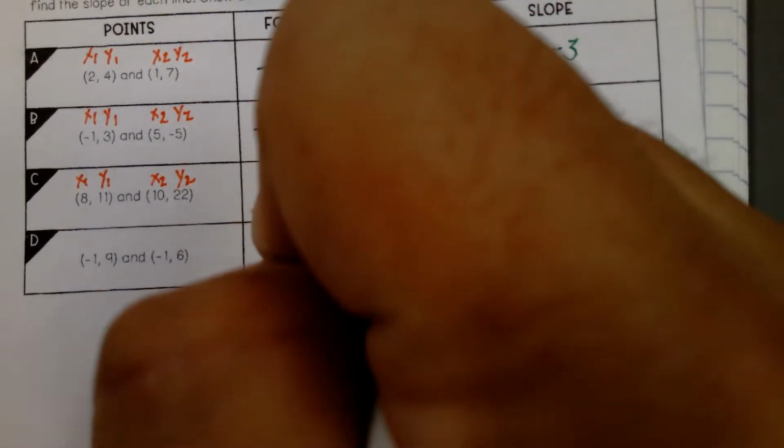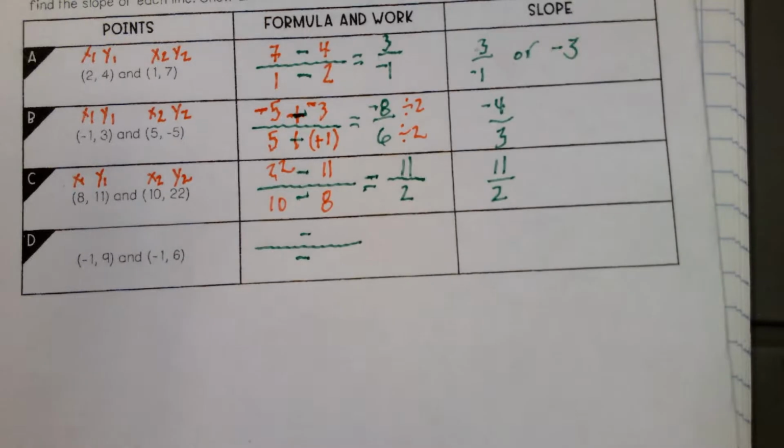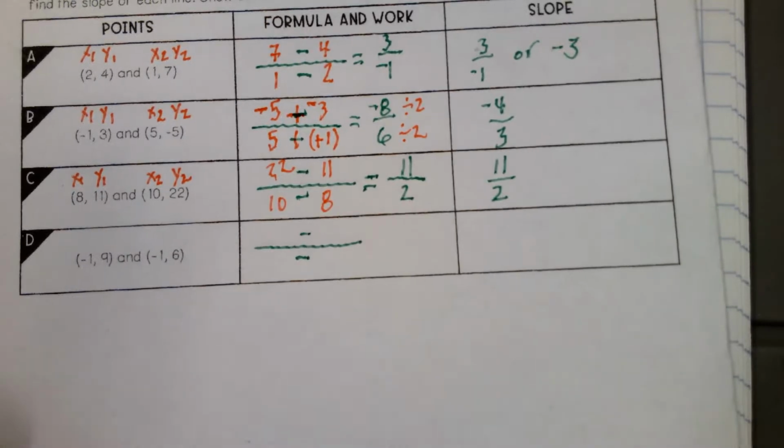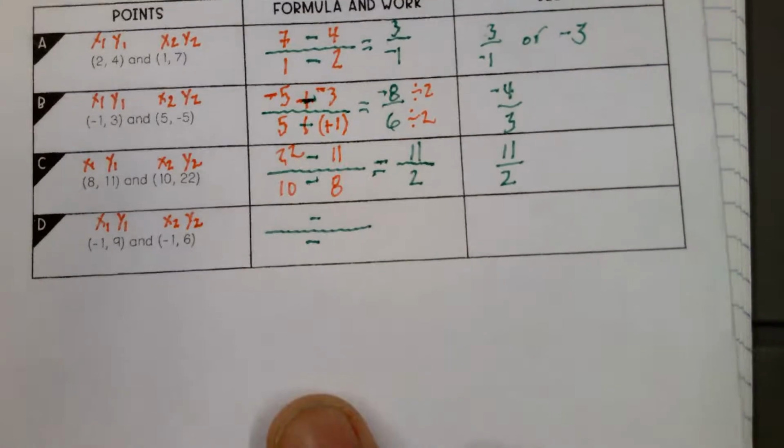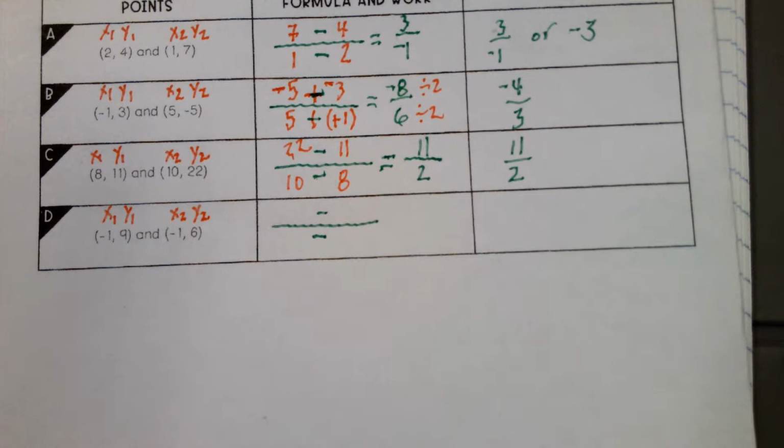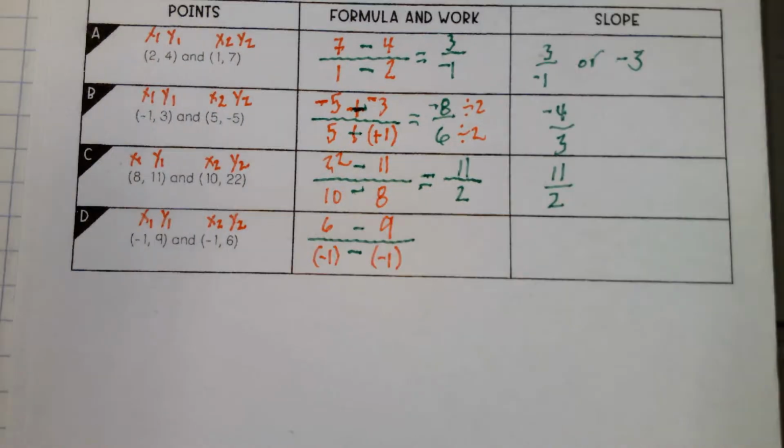I want you to try setting this one up as well. Same thing, we'll make this x1, y1, and then x2, y2. Okay? So let's try putting those numbers correctly into the formula. What you got? Okay, so now let's try getting an answer.